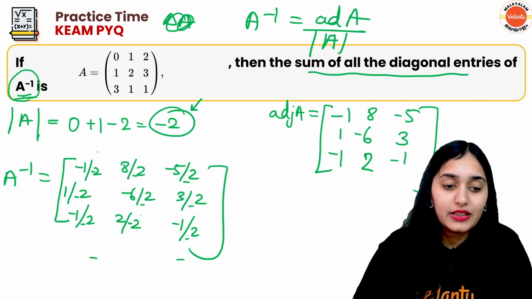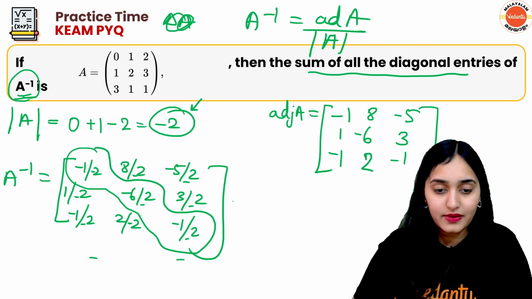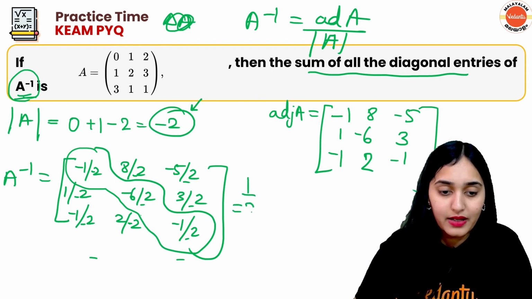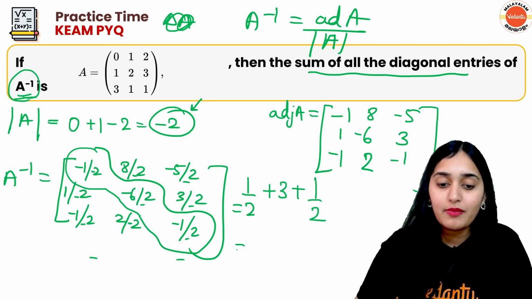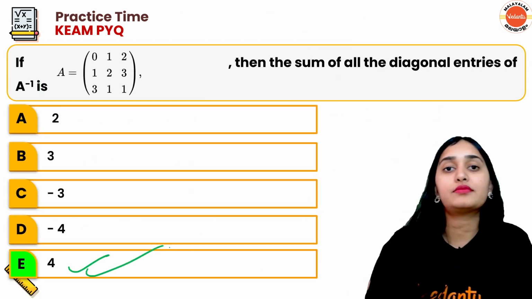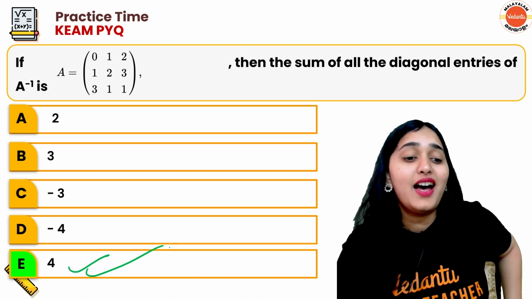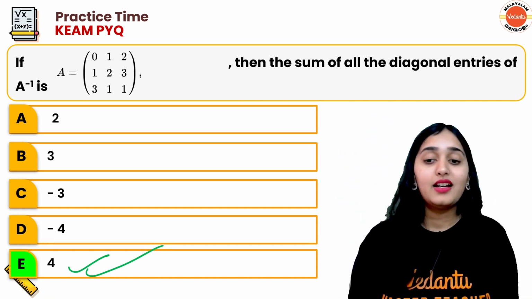Okay. So this is the first diagonal whose value is required. So it is 1 by 2 plus 3 plus 1 by 2. 1 by 2 plus 1 by 2 is 1. 1 plus 3 is 4. So 4 should be the answer. 4 is the answer. Very lengthy question. I don't know how they are asking this in Keam exam. It's super lengthy, super time taking.